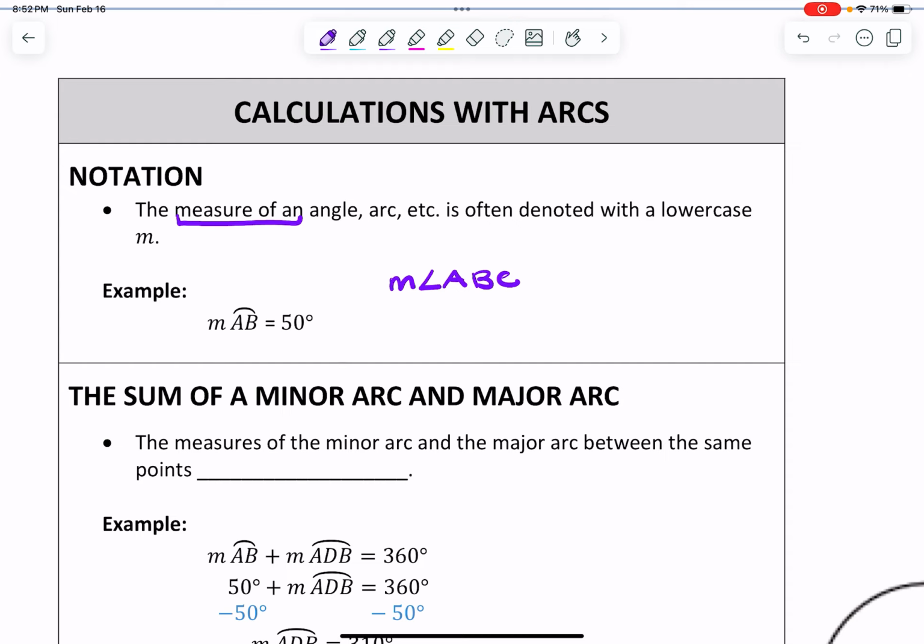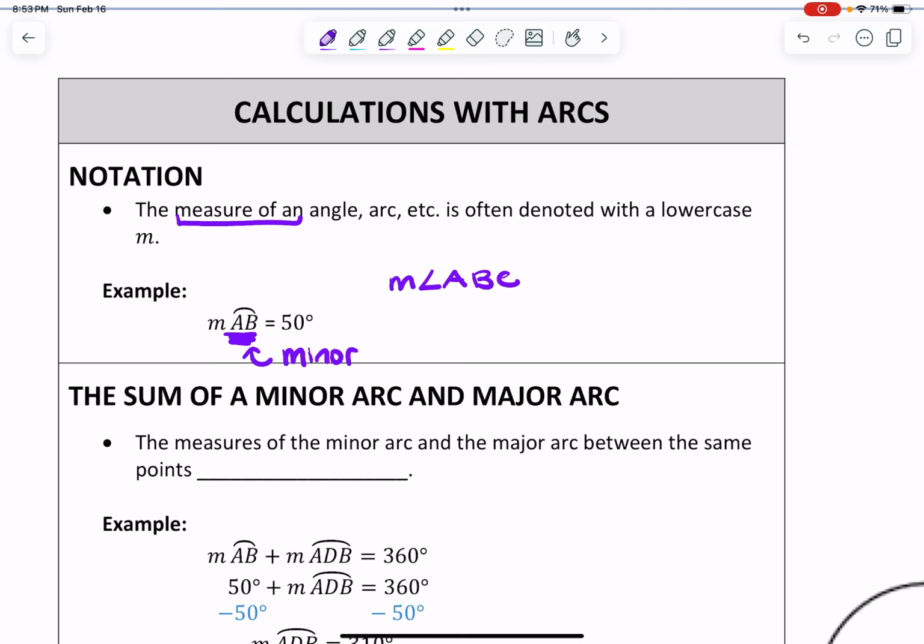So if I put the measure of angle ABC, I'm talking about the size, the degrees associated with angle ABC. If I'm talking about the measure of an arc, in this case, this must be a minor arc because it is the distance between A and B along the circumference, but I only have 2 letters, so it must refer to a minor arc. I could also tell it's a minor arc because it's less than 180 degrees. It's between 0 and 180.